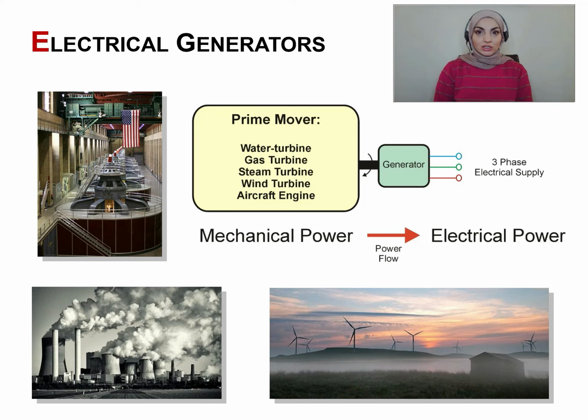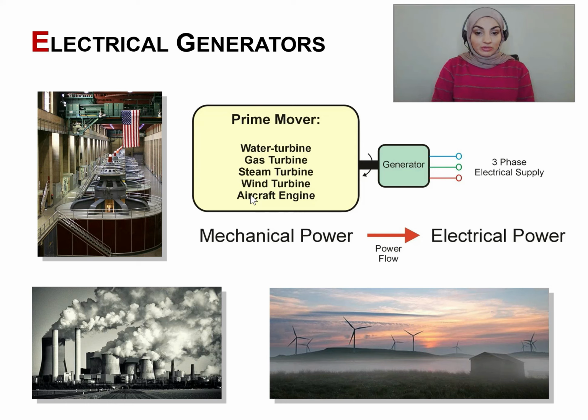So earlier we have discussed electrical motors that convert electrical energy into mechanical or rotational energy. On the contrary, generators are devices that convert motive power or mechanical energy into electrical power for use in an external circuit. And sources of this mechanical energy could include water, gas, steam, wind, or an aircraft engine.